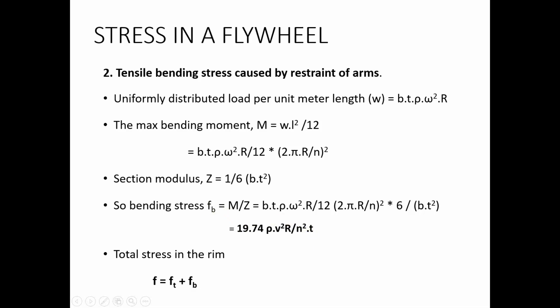So we have the tensile stress acting on the flywheel as well as the tensile bending stress F B also acting on the flywheel. So the total stress acting on the flywheel will be a combination of the tensile stress and the tensile bending stress. The total stress F is equal to F t, that is the tensile stress, plus the tensile bending stress F b. So these two will be the stresses that are acting on the flywheel.